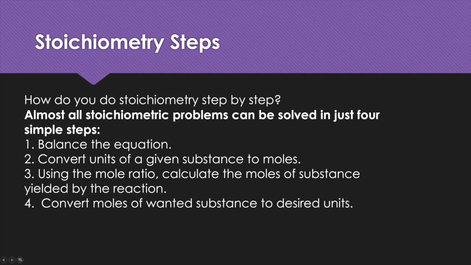Almost all stoichiometric problems can be solved in just 4 simple steps. First, balance the equation. Second, convert units of a given substance to moles. Third, using the mole ratio, calculate the moles of substance yielded by the reaction. And fourth, convert moles of wanted substance to desired units.